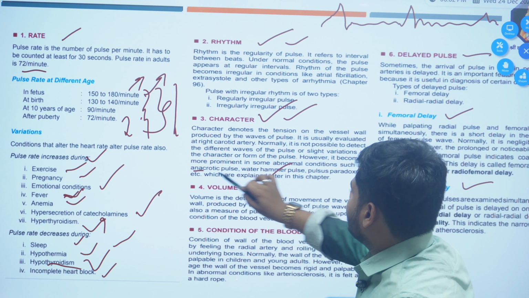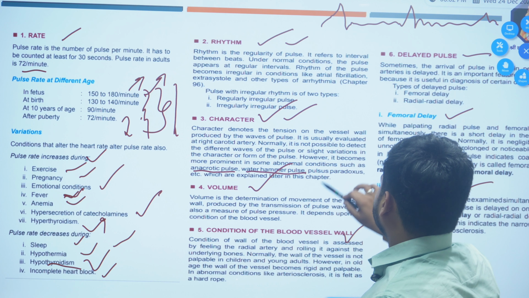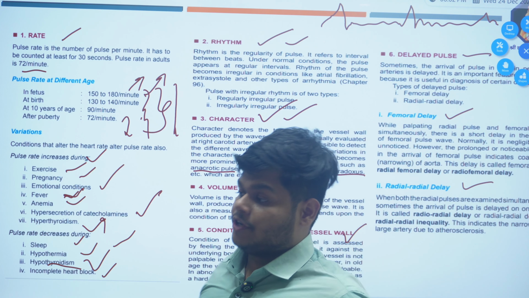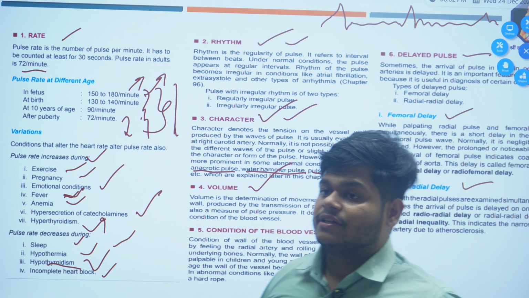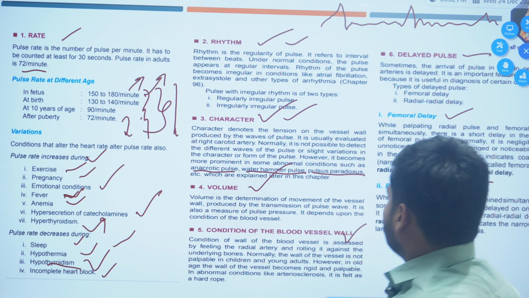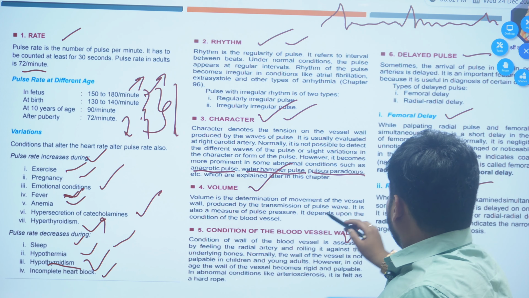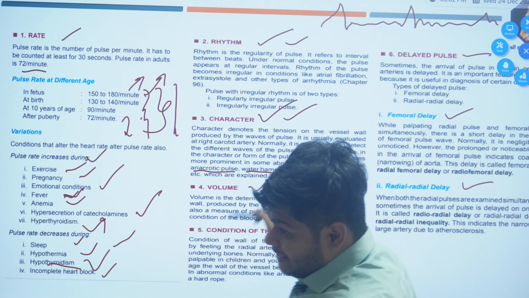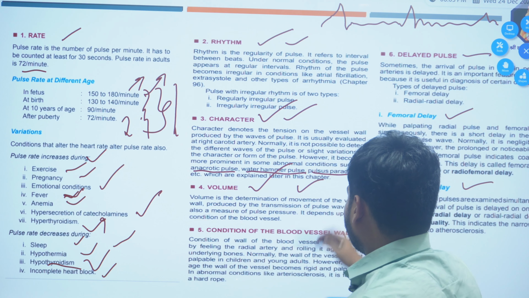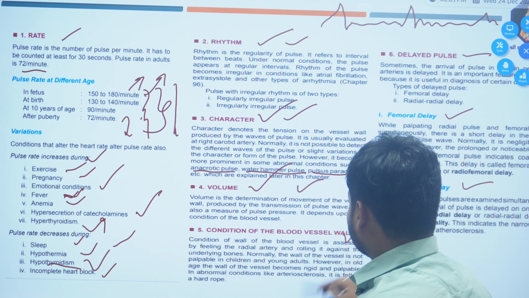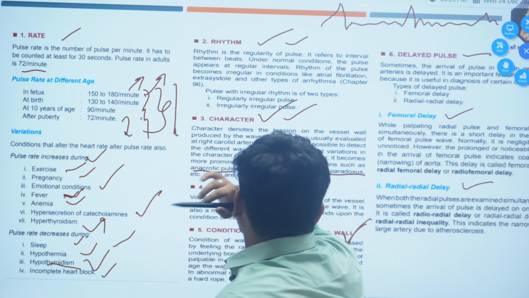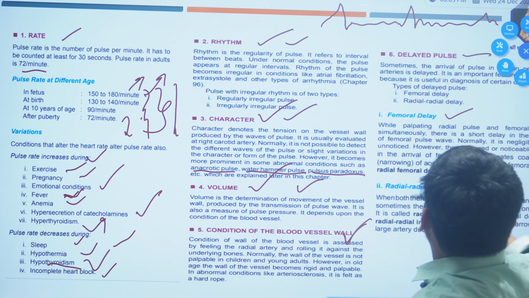All these, the anacrotic pulse, water hammer pulse, pulsus paradoxus, etc., are pathological problems related to the pulse that I will discuss in the next video of this series on arterial pulse. Now the volume of the vessel is also determined by this transmission of pulse, right? The condition of the vessel is also assessed during the arterial pulse.